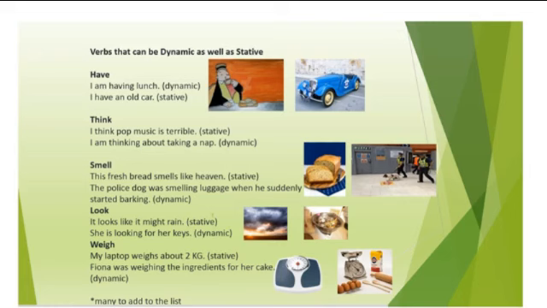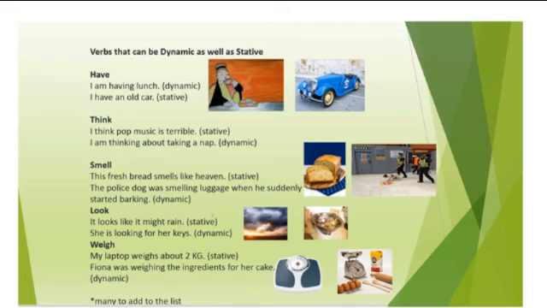Think. I think pop music is terrible. Okay, that's not my statement, but that's just for a sentence. So think here is under stative meaning. But what am I doing with my index finger on my chin and sitting in a thinker's pose? Of course, I am thinking. So, I am thinking about taking a nap. Here, thinking is a physical action, so it falls under dynamic.